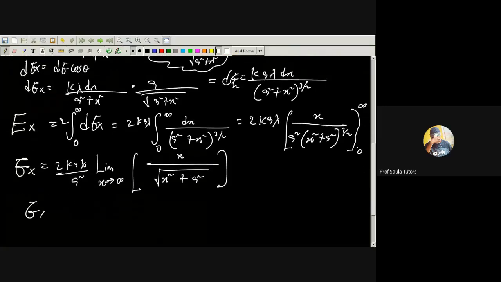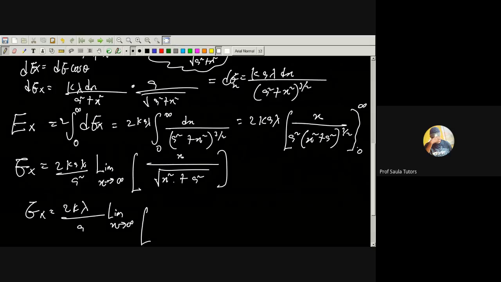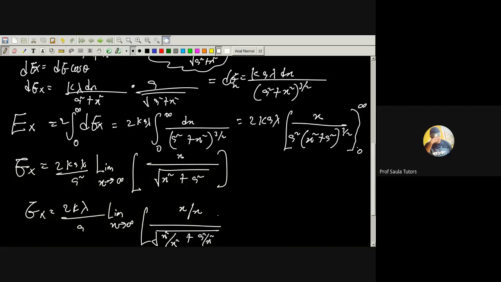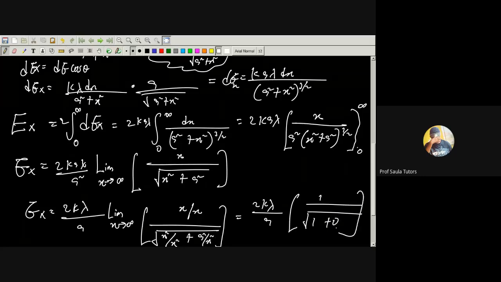So let's evaluate this. So I have Ex equal 2kλ all over a, times the limit as x tends to infinity. Now divide through by x squared. No, divide through by x, sorry. Divide through by x. Don't forget the limit to infinity. To evaluate this, you divide by the highest power of x, and that's x. So divide by x all over, by the time I put x inside this square root, it will become x squared, then plus a squared over x squared. So I have 2kλ over a. This will give me 1 over, here will give me 1. And a number divided by infinity is 0. So everything here gives me 1.